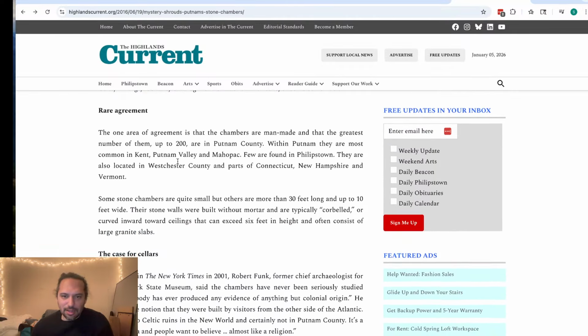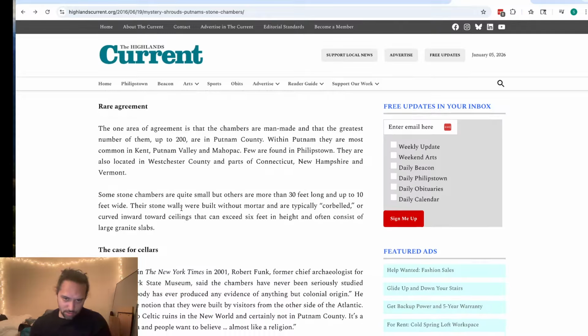up to 200, are in Putnam County. Within Putnam, they are most common in Kent, Putnam Valley, and Mahopac. Few are found in Phillipstown. They're also located in Westchester County and parts of Connecticut, New Hampshire, and Vermont. Okay, they're corbelled, 30 feet long, 6 feet in height, large granite slabs.